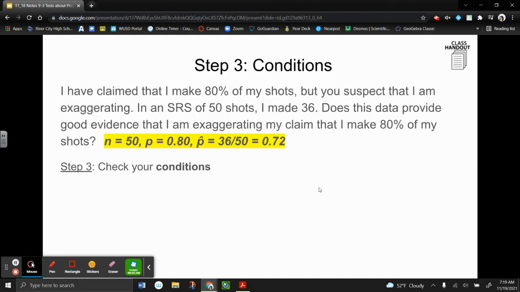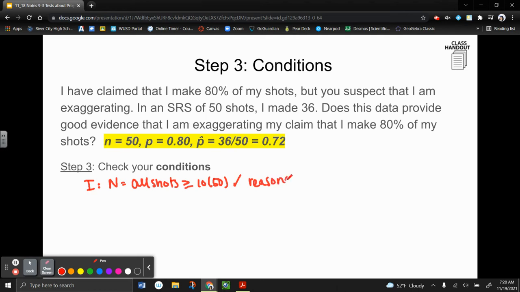All right, so let's check the conditions for our problem. So our independent condition is that big N, which is all shots, is greater than or equal to 10 times 50. So it is reasonable to assume that the number of shots that I've taken at a basketball hoop is greater than or equal to 500. So that's reasonable to assume.